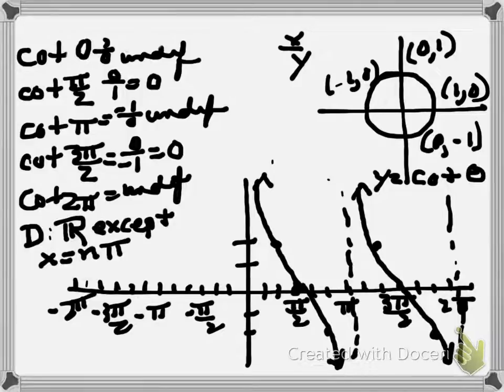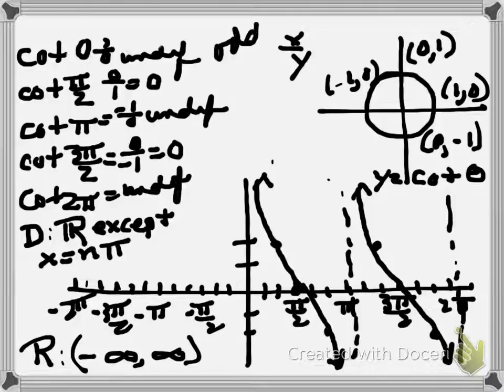So that's the domain, all real numbers except pi, and 2 pi, and 3 pi, and so on. The range is from -infinity to infinity. And this is an odd function also, symmetric with respect to the origin.